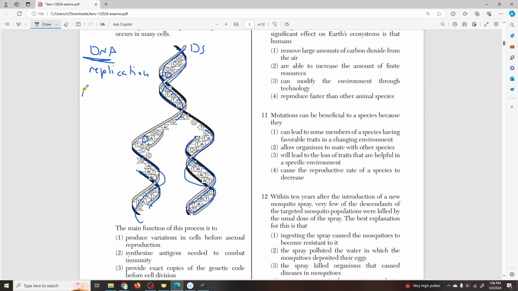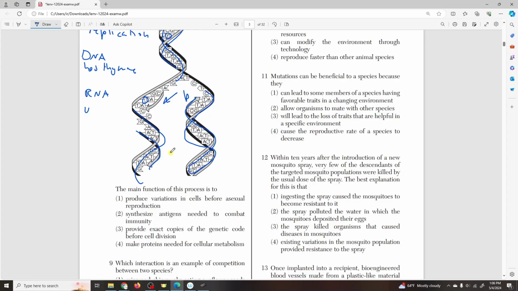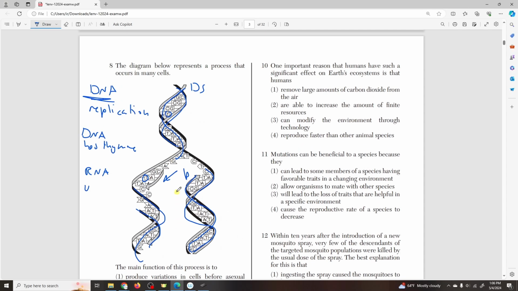Remember that DNA has thymine, and RNA has uracil, right? So because we're going from something that has T to another thing that has T, we know that this is DNA replication, right? And we know that DNA replication is needed for what? And that's what this question is going to answer.